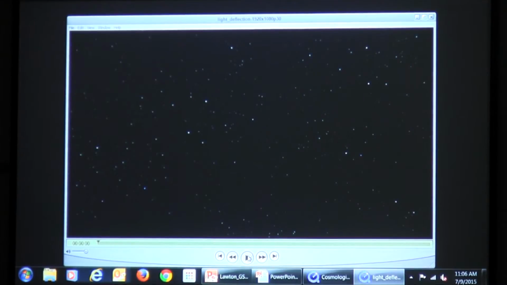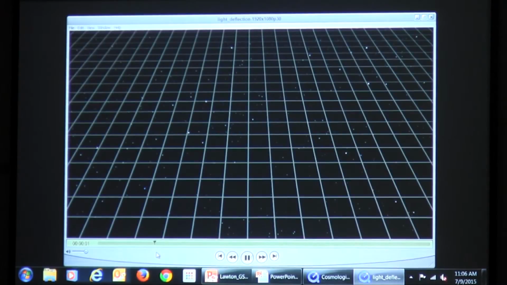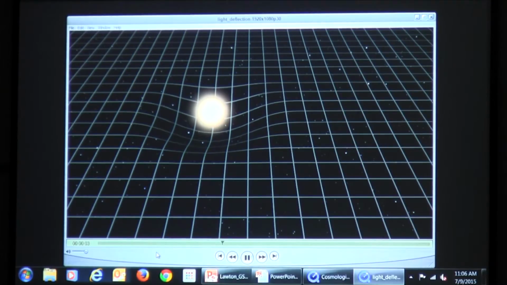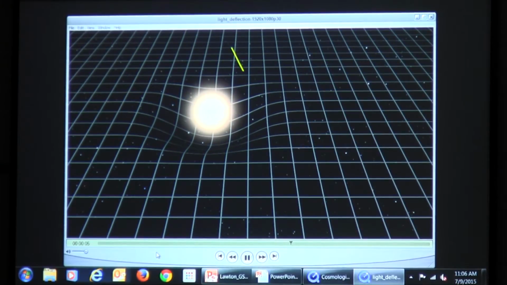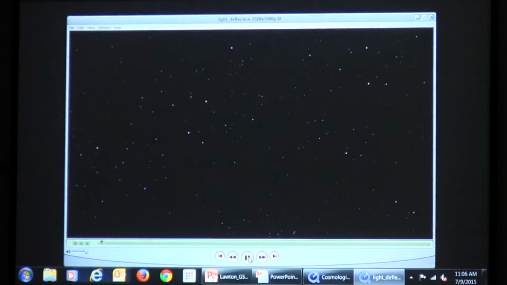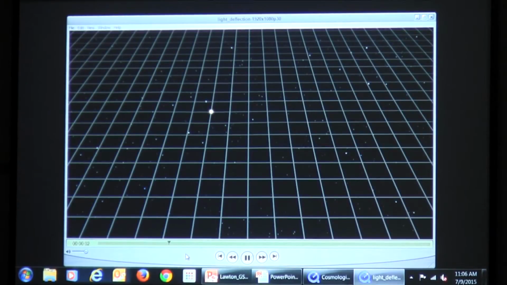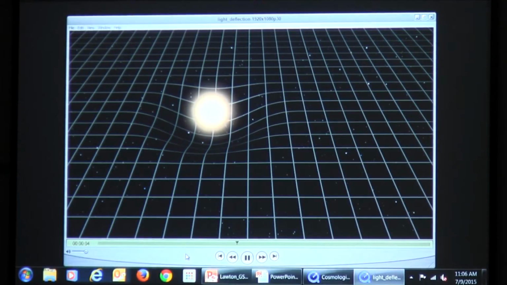Okay. So you have space-time. You have a star. Okay. The mass of the star bends space-time, and the light was going to go straight, but it's forced to follow the curvature of space-time. Okay. Can you show that one more time? Okay. That's just a feature of having a mass out there, right? A mass will bend space-time.